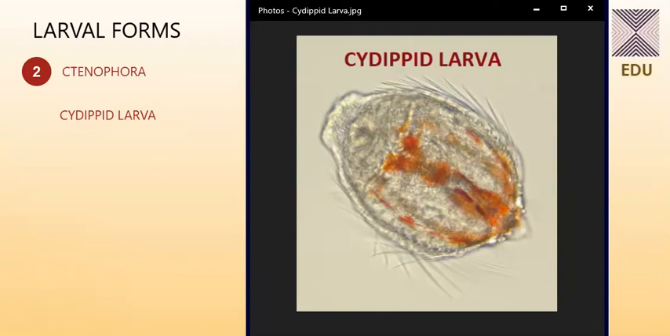So this form of the larvae is ovoid in shape, or you can say somewhat spherical in shape, with the two retractable tentacles. So they are also free swimming larvae of the ctenophores.